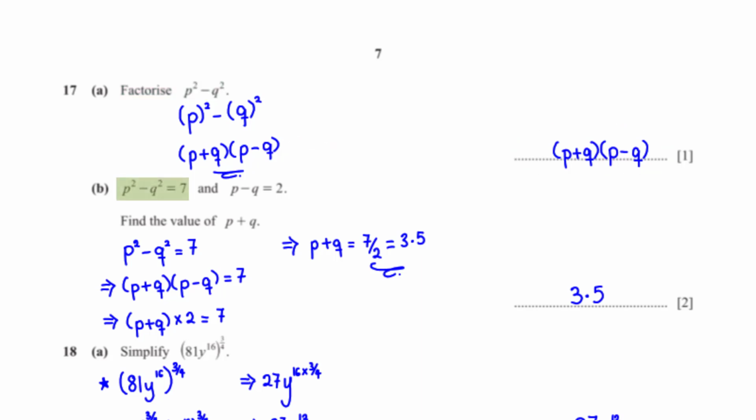P squared minus q squared equals 7, and p minus q equals 2. Find the value of p plus q. In our previous answer, we simplified p squared minus q squared as p plus q times p minus q. And so in this case, we will rewrite p squared minus q squared equals 7 as p plus q times p minus q equals 7. And we've been given the value of p minus q as 2. And so when we slot that value into our equation, we have p plus q equals 3.5.